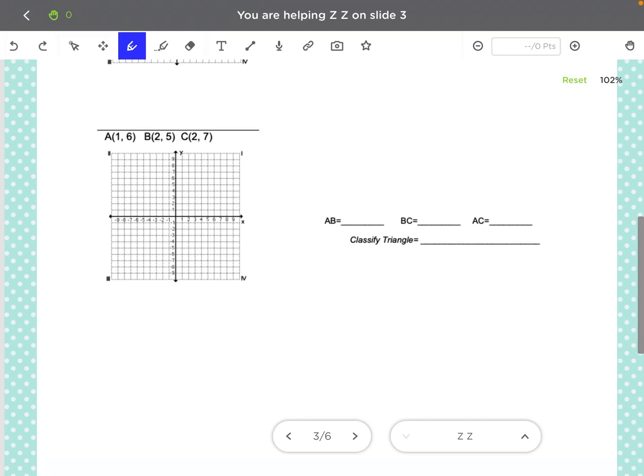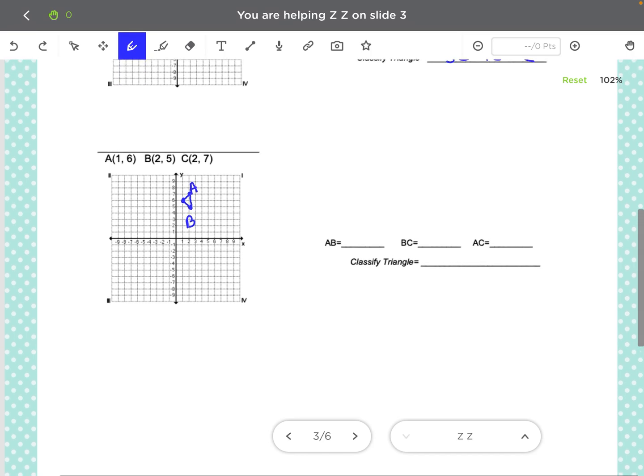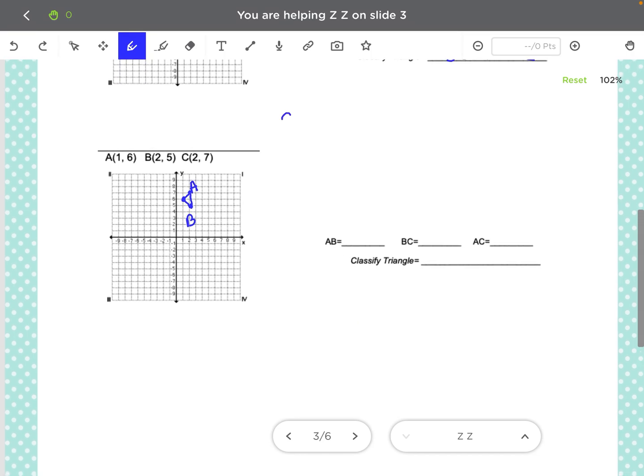So let's start by plotting our points. A is 1, 6. B is 2, 5, which is right here. And C is 2, 7, which is up here. So very small triangle. Okay, so let's go ahead and find the distance between the sides.